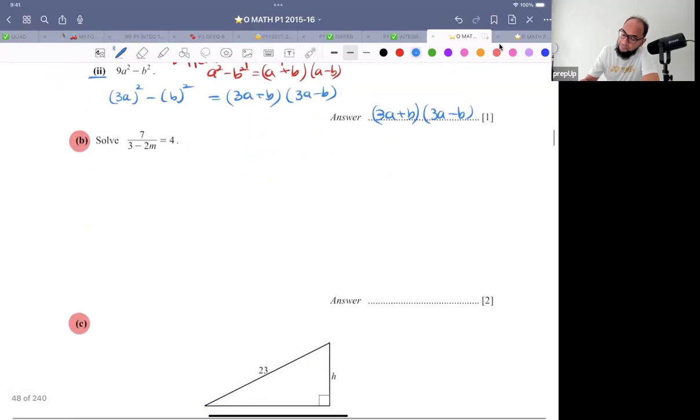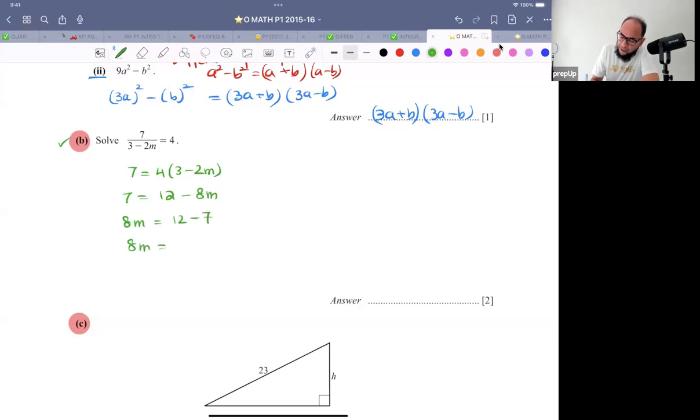Now part B, let's solve part B. 7 over 3 minus 2m is equal to 4. 7 is equal to 4 into 3 minus 2m. 7 is equal to 12 minus 8m. Therefore, 8m equals 12 minus 7. 8m is equal to 5. m is 5 over 8. So m is 5 over 8. That is the answer.